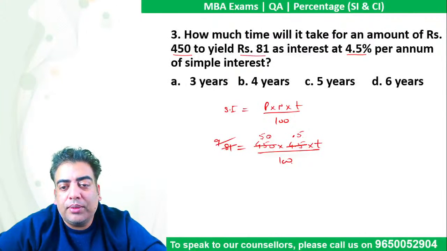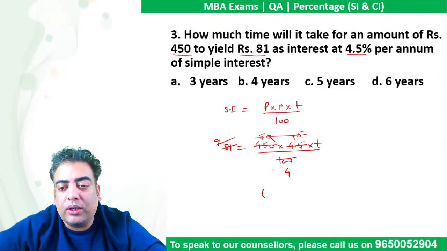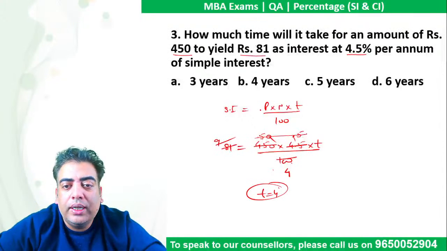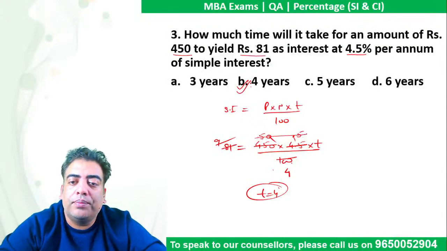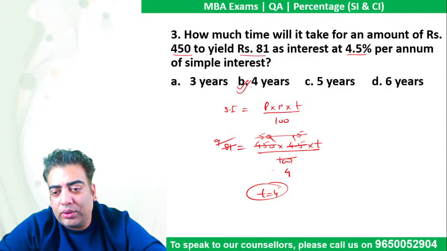So your decimal and the 0 will compensate. 5 into 5, 25, and 25 gets cancelled out by 100 with 4. So when you cross multiply, T comes out to be 4. So the correct answer option will be B. So please check out the calculation. Although the question is very easy, the calculation should be thoroughly clear to everyone.